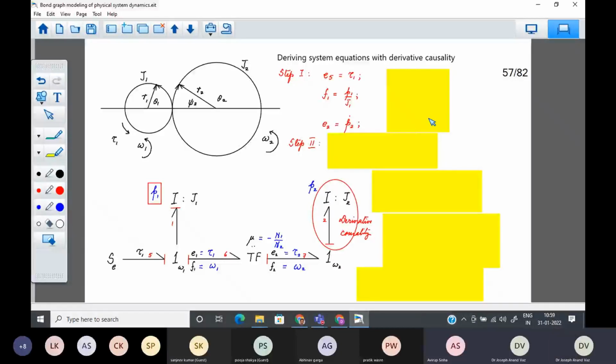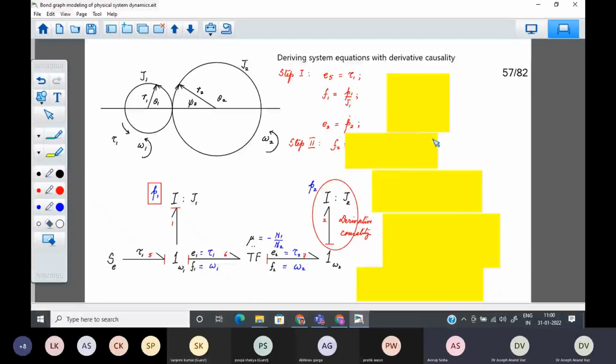Proceeding further, we proceed to the next step, that is, what does the system give to the elements? So let us start with this. What is the system giving to this I element? It's a derivative causality element, but still we ask the question, what does the system give to this I element? And you can see that it is giving flow 2.